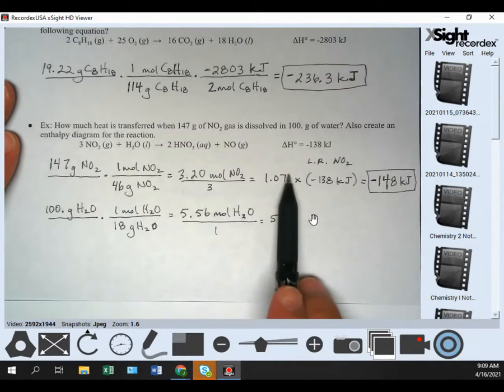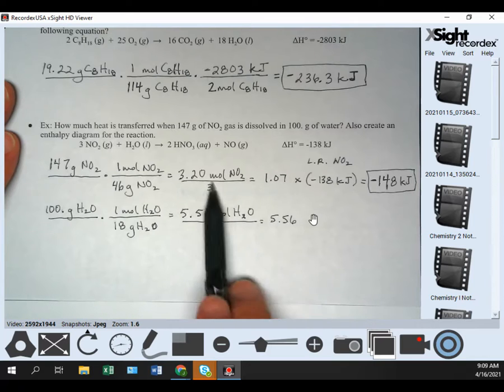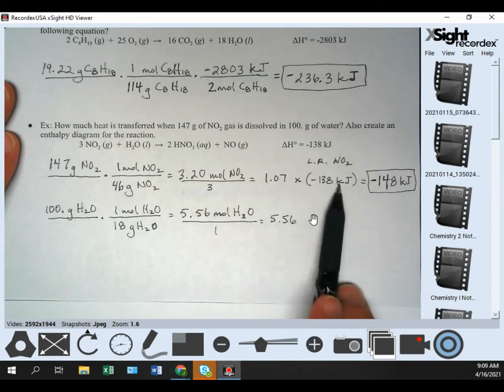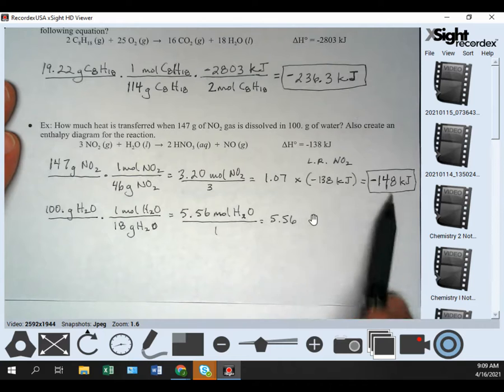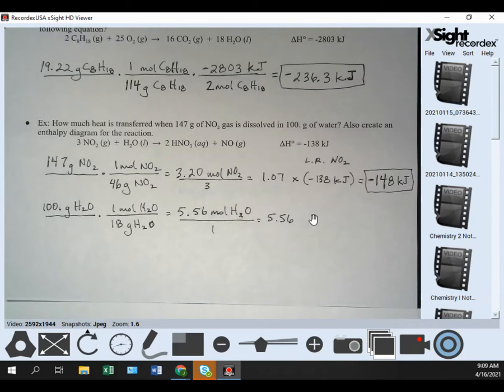Okay. So once you find which one the limiting reactant is by dividing by the coefficient, the only thing you have to do is multiply times the delta H to find the kilojoules then. Okay.